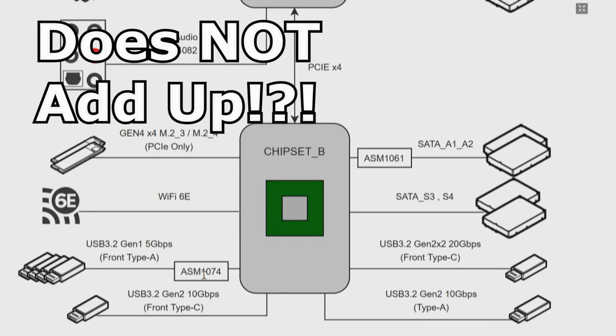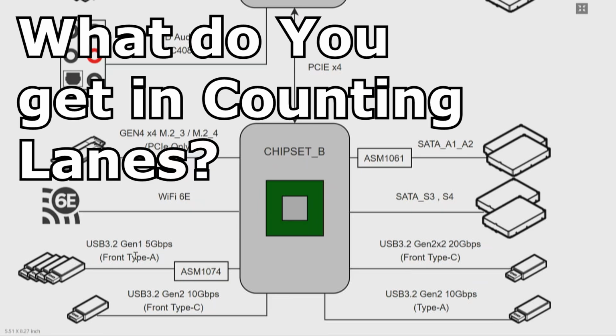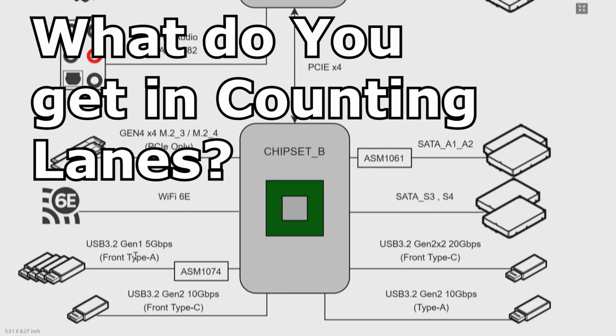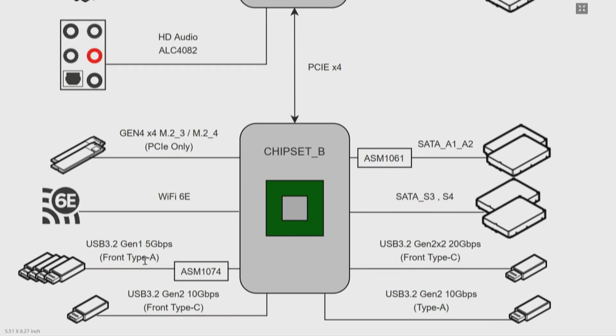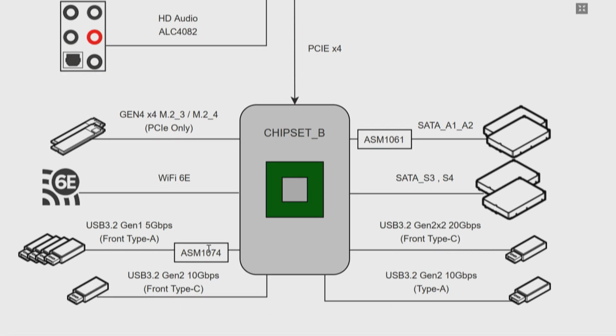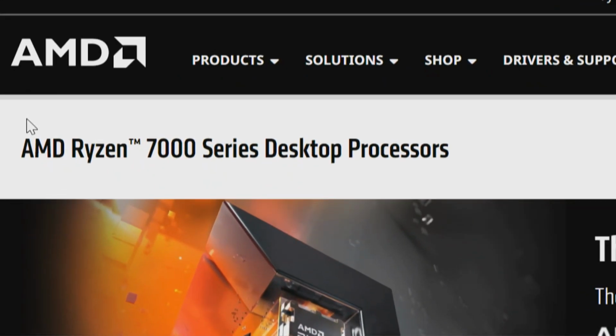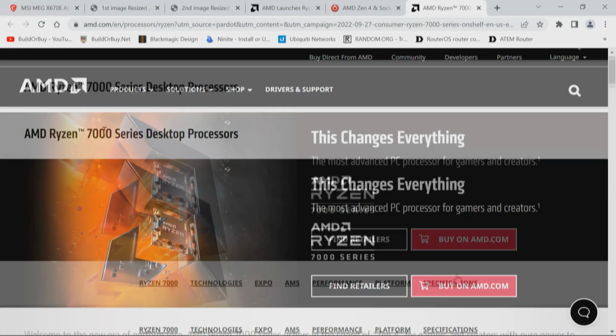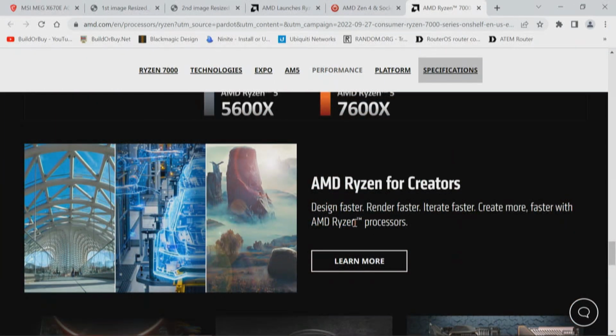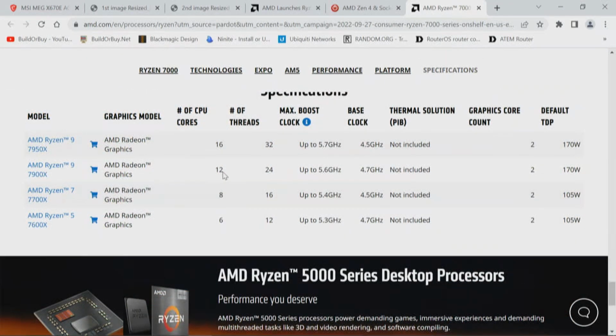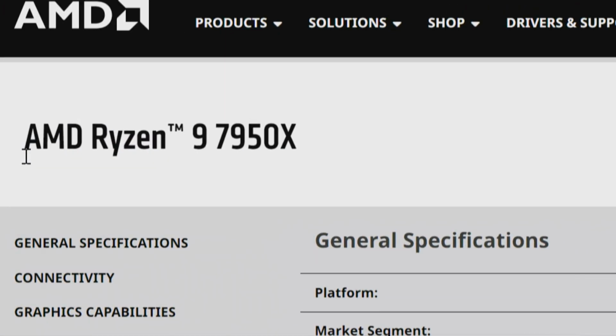There's another ASMedia chipset, and that's giving us those connectors to the front for the USB 3. Anyway, you get a general idea of how the lanes allocate. Now here's AMD's link on the Ryzen 7000 processor. We're going to go to specifications, and that will take us to the 4 different processors. Okay, we're looking at the Ryzen 9 7950.